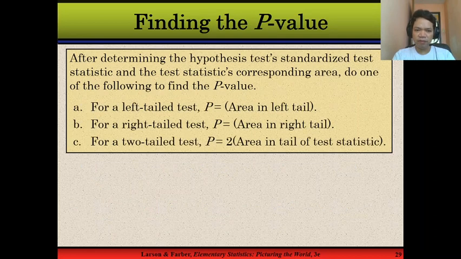Okay? So, mamaya, makikita natin yung mga examples na to. Nagbigay ako ng mga examples for a left-tailed, for a right-tailed, and for a two-tailed test. So, again, ang pinagkaiba lang naman yan, kapag two-tailed test, times 2 yung area i-compute mo, kasi dalawang tail yung kino-consider mo.